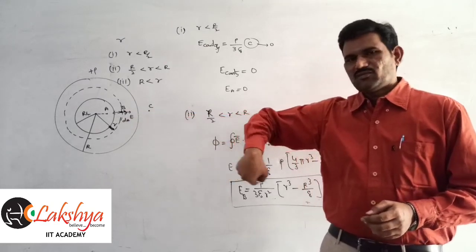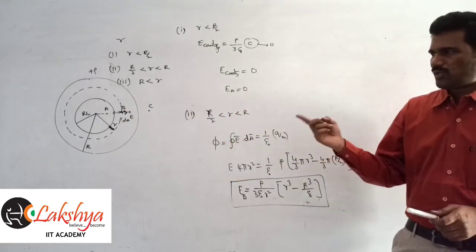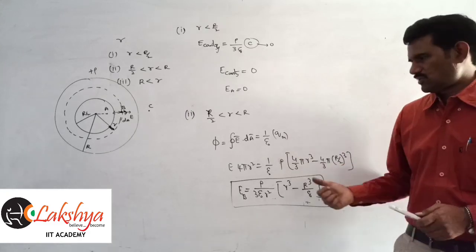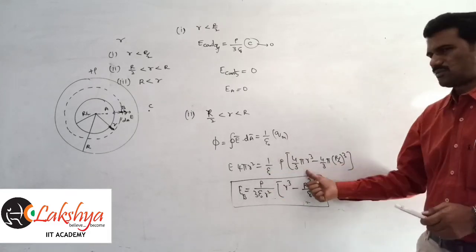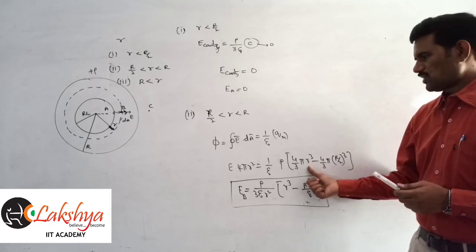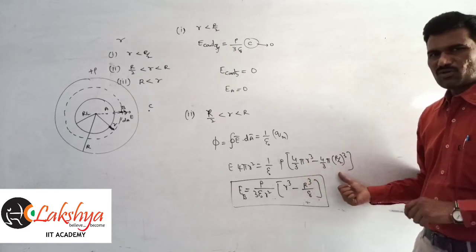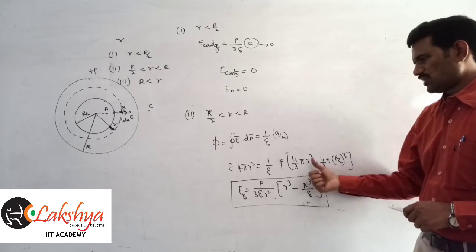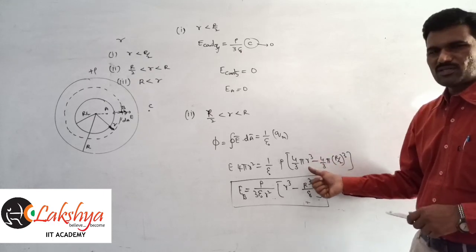And at point C, as I said, you can solve easily. Just here these values will change. The charge enclosed is nothing but capital R cube minus small r cube. Only these two, and for point C the change will be that capital R cube we need to write there, at point C if you want to write.